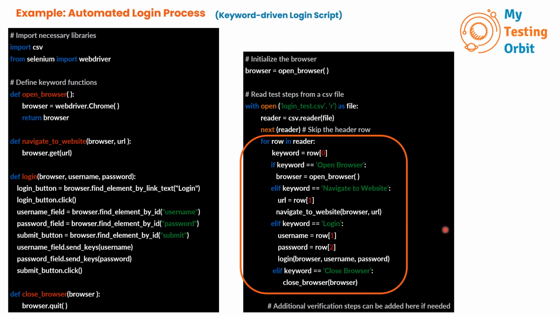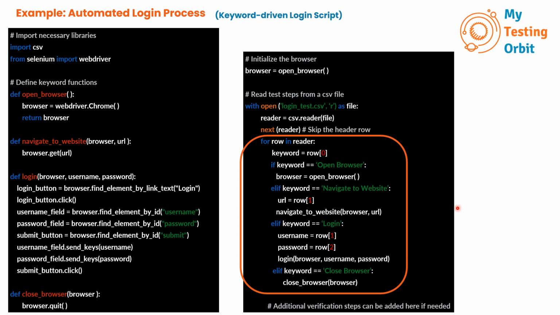Right, okay, now over here the script enters a loop. If you can see, it's a loop over here to process each row from the CSV file, where each row represents a test step. The keyword variable stores the keyword for the current step. Depending on the keyword value, the script calls the corresponding function to perform the associated action.